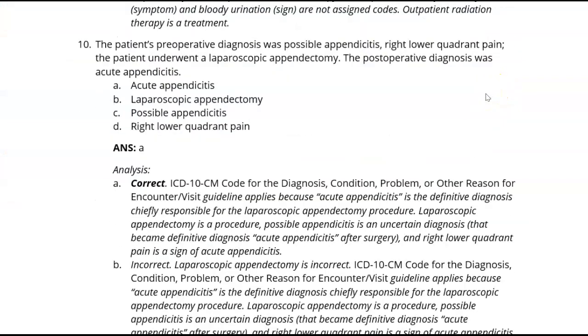And number 10, pre-op diagnosis was possible appendicitis, right lower quadrant pain. They did have an appendectomy done. The post-operative diagnosis was acute appendicitis. So yes, that's what we're going to code. It doesn't say possible appendicitis or anything like that. They did have it.